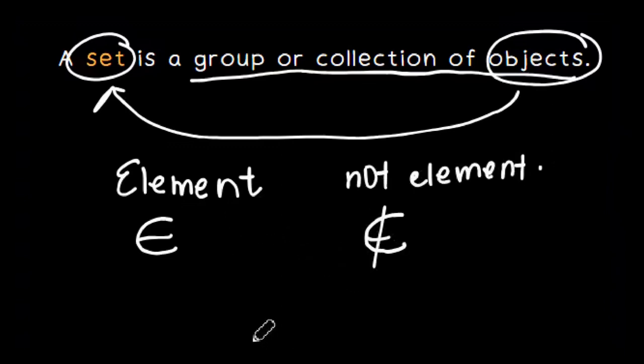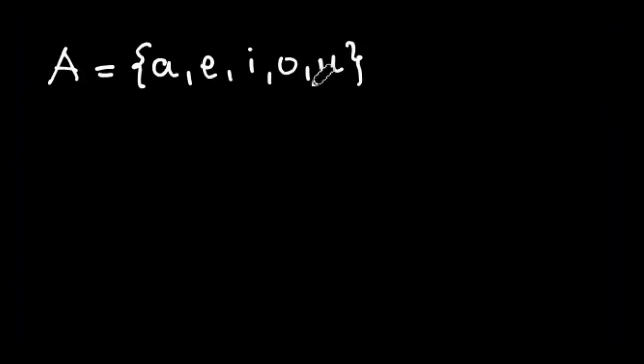Sabi, kapag set daw, we are going to use capital letters only. Like this example, this is set A, whose elements are A, E, I, O, U. These are the elements of set A. Sabi ko nga kanina, ang set daw sinusulat as capital letter. As you can see, the given elements in this set are the vowels in the English alphabet.